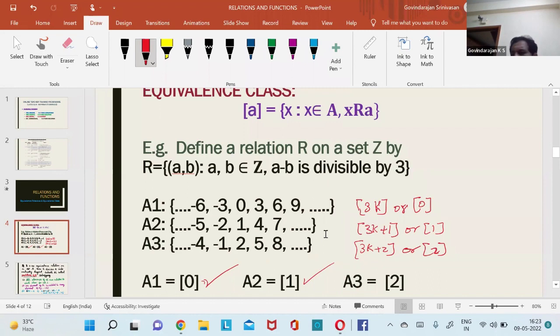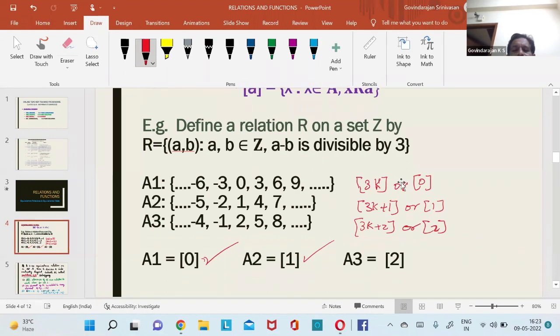This concept is given a little bit in the textbook, anyhow, with the example. So we can have so many examples here for the equivalence class, and then we can teach them effectively. The equivalence class of A is equal to the set of.